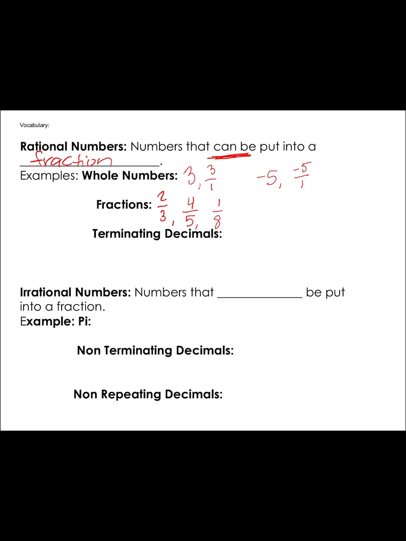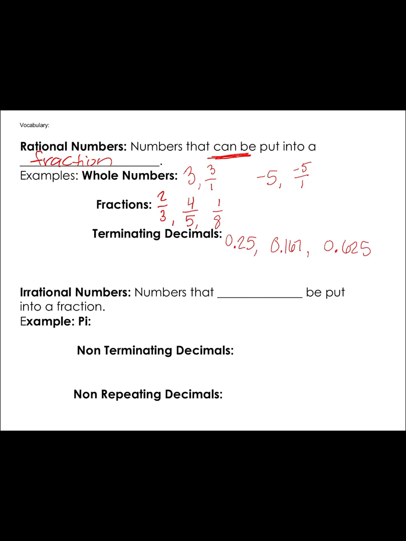If it's already a fraction, then clearly that also can be a rational number as well. So any type of fraction is a rational number. And then any type of terminating decimal. So if the decimal has a clear end to it, it is a rational number. Okay, so rational numbers can be fractions.